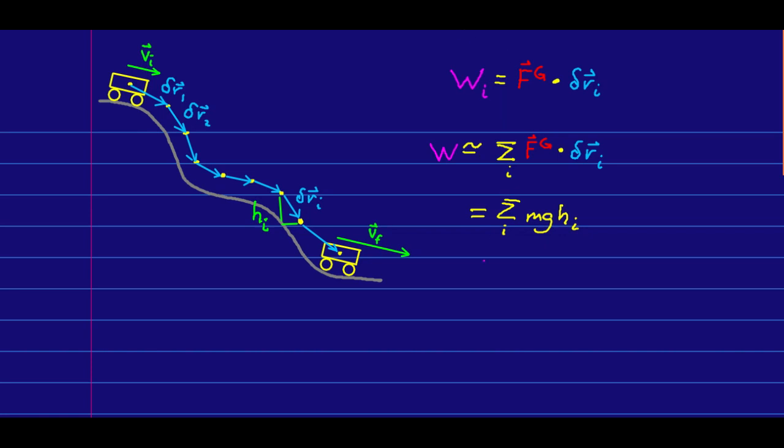But that means if we take the limit as our delta r's go to 0, then we're going to just get a sum over all the, an integral rather, over all the mg little h's. And that's just mgh, where h is the total height that the cart goes down through.